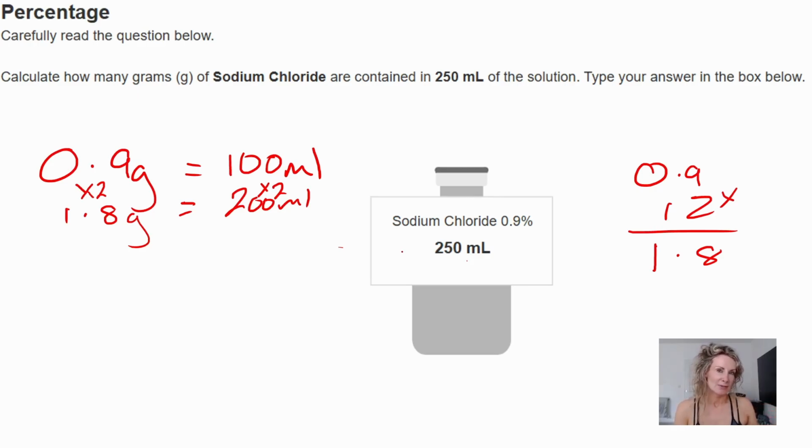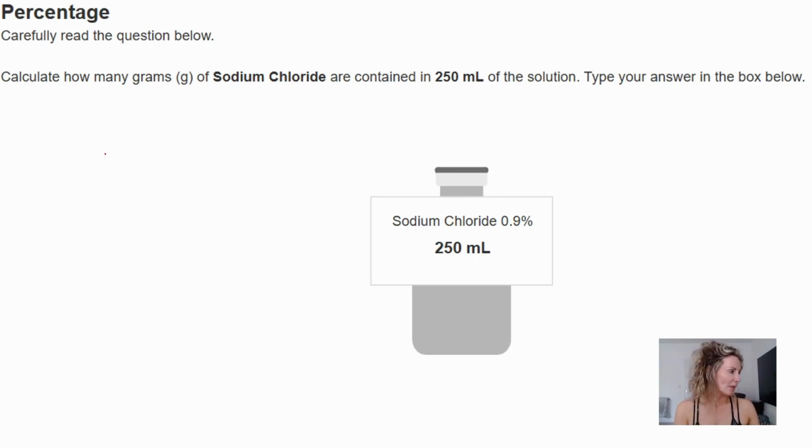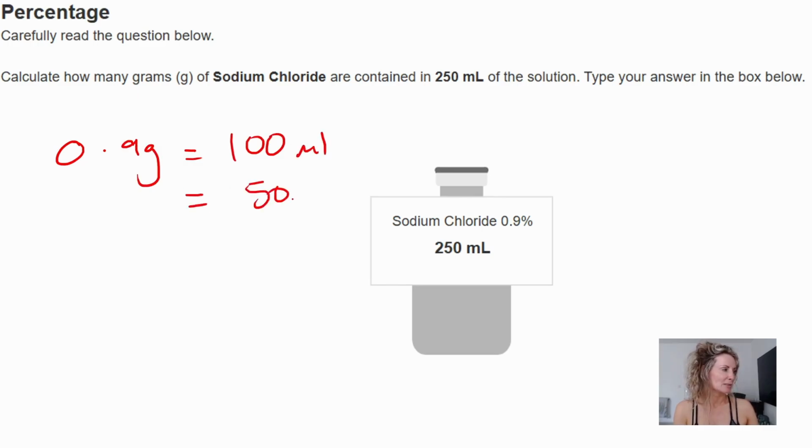Next, we would like to have 50 mils. How are we going to work that out? We know that 0.9 grams equals 100 mils. And if we would like to have 50 mils, how do you get 50 from 100? Well, you would half 100. If you half something, you divide them by 2. So we've divided this side by 2. So we've got to do the same thing and divide this side by 2.